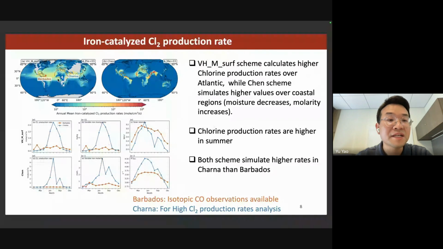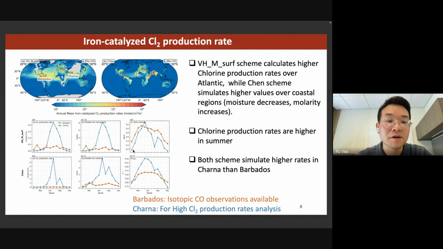So here we find that using the Verhagen Maiden scheme, the chlorine production rates are higher over the ocean region, while in the TEN scheme they are higher over the coastal region. We further look at two sites, Barbados and China, to see the monthly variations.